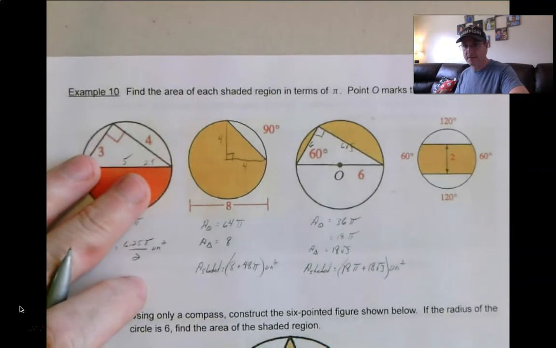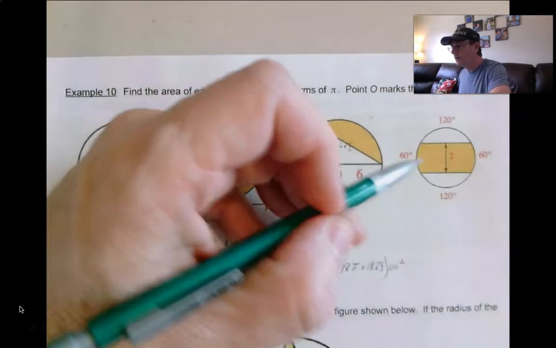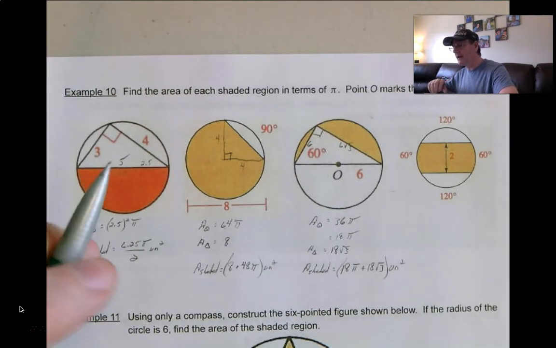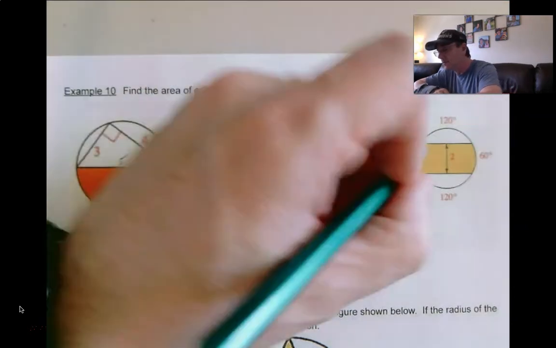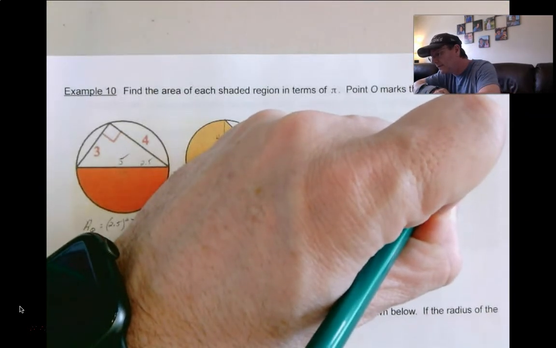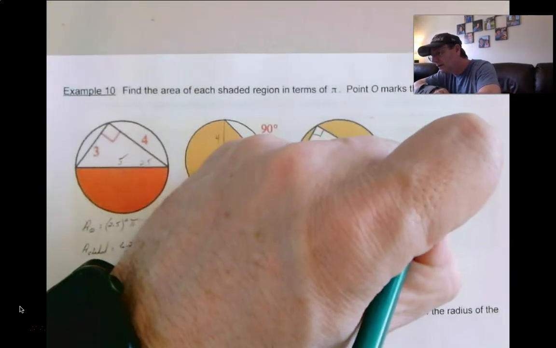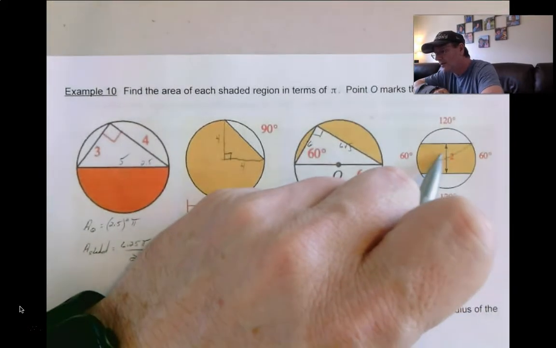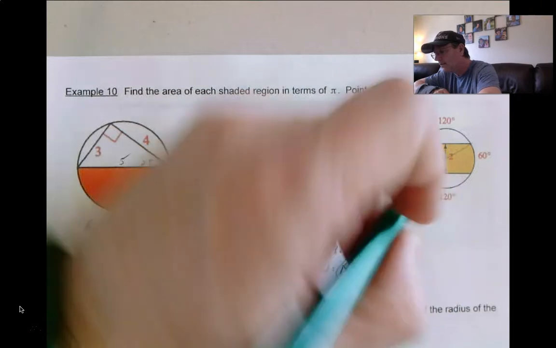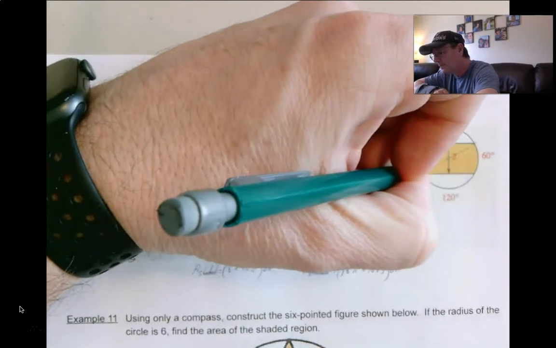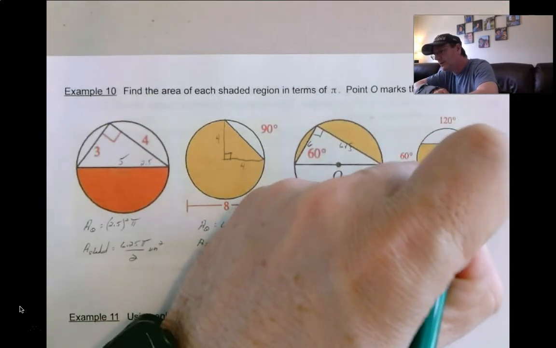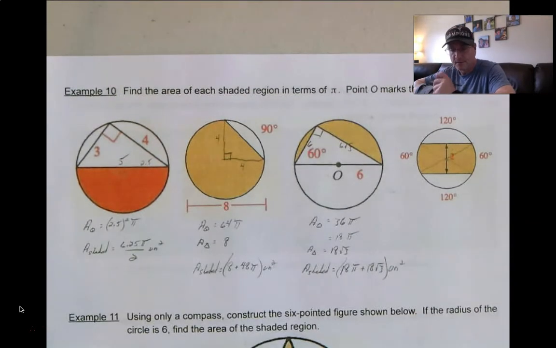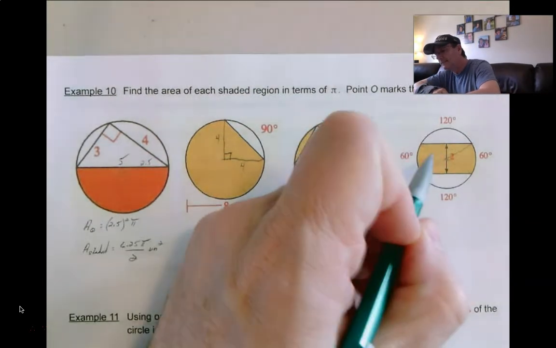Last one in this example 10. Again, multiple ways that we could do this. Okay, and I've done it a bunch of different ways. I have done it where the center's here. I've done it where I found this triangle times 2, and then this sector times 2. And I think I'm going to do that again.